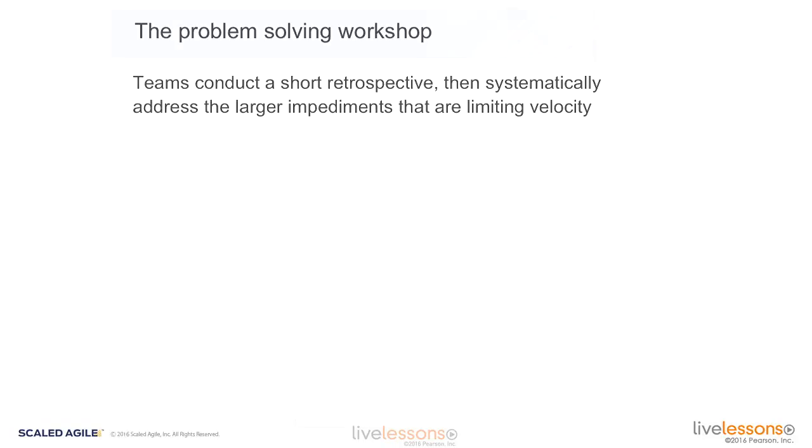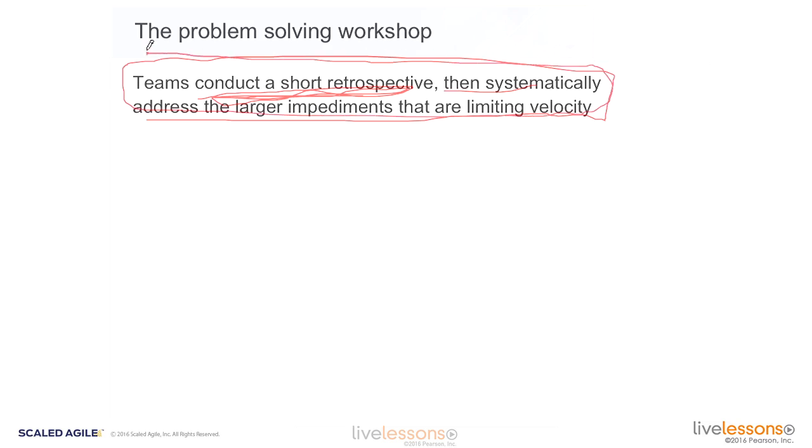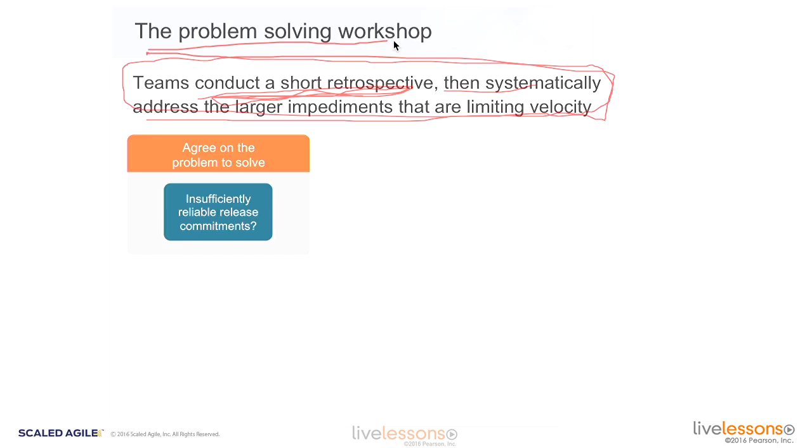The next part is the meaty part. And the first part of that is to come up with a short retro that says what kind of problems we continue to see. And we're going to systematically address these, and we're going to use a very structured process for this. And that is a problem-solving workshop. And it occurs in a series of steps. Step one is that after the retro, have we agreed on the problem to solve, okay?